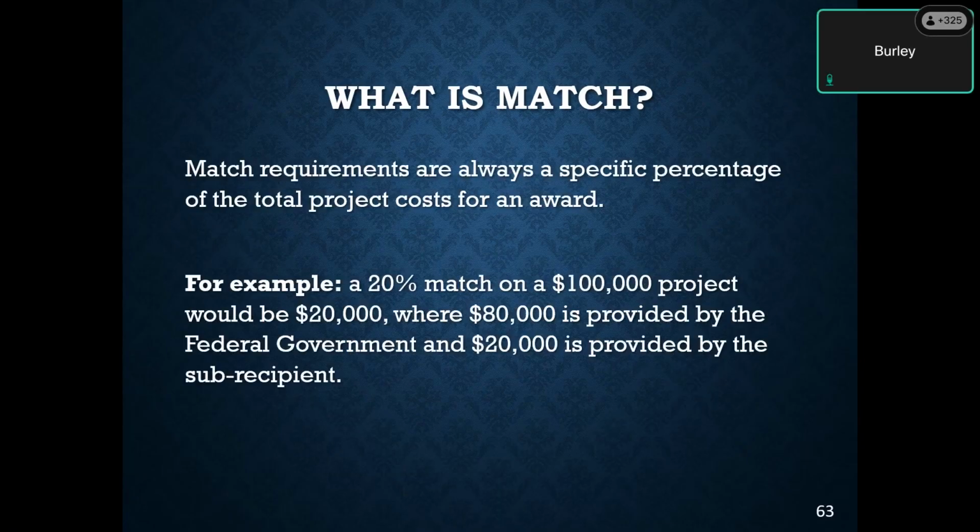Match is usually described as a percentage of the total amount of the project. As you can see in the example, a 20% match of a $100,000 project would be $20,000. So to determine your match amount, take the total amount of your award and multiply it by the match percentage required by the funder.